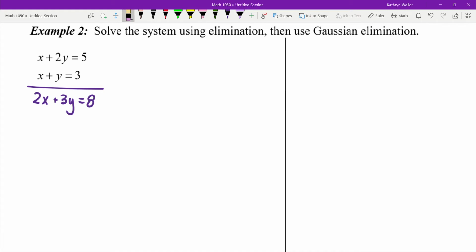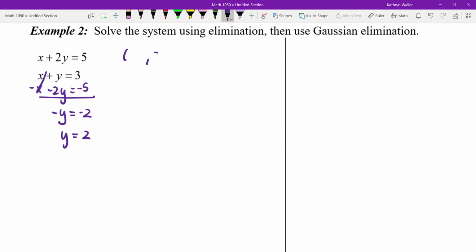So what I want to do is I want something to be able to be eliminated. Well, the x's are almost all ready to be eliminated. They're both 1s. I just need to change the sign. So I'm going to distribute a negative across the top, and I'll have negative x minus 2y equals negative 5. Now the x's go away, so I have negative y equals negative 2. Change my signs, y equals 2.